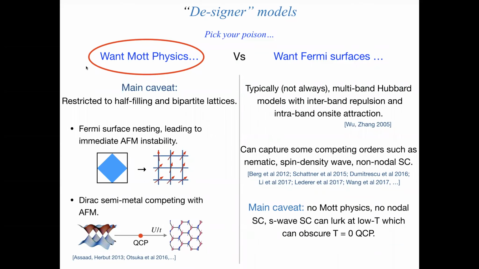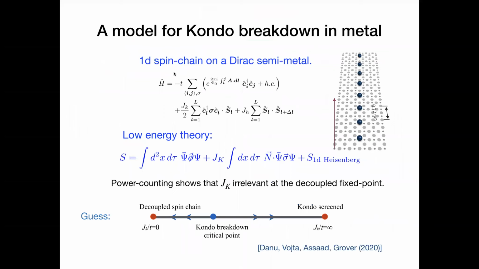We can also do more things, but the model we study is basically a bottom layer of conduction electrons on a pi-flux lattice, so you get Dirac fermions, and then we just add Kondo coupling and the Heisenberg coupling of the local moments. So the Kondo coupling is between local moments and conduction electrons, and the Heisenberg coupling is between the magnetic atoms. Then you can write down a low energy field theory.